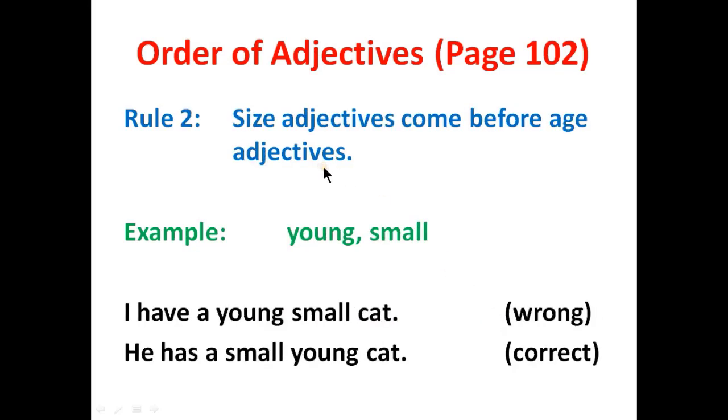Rule number 2. Size adjectives come before age adjectives. Now young and small are two adjectives.